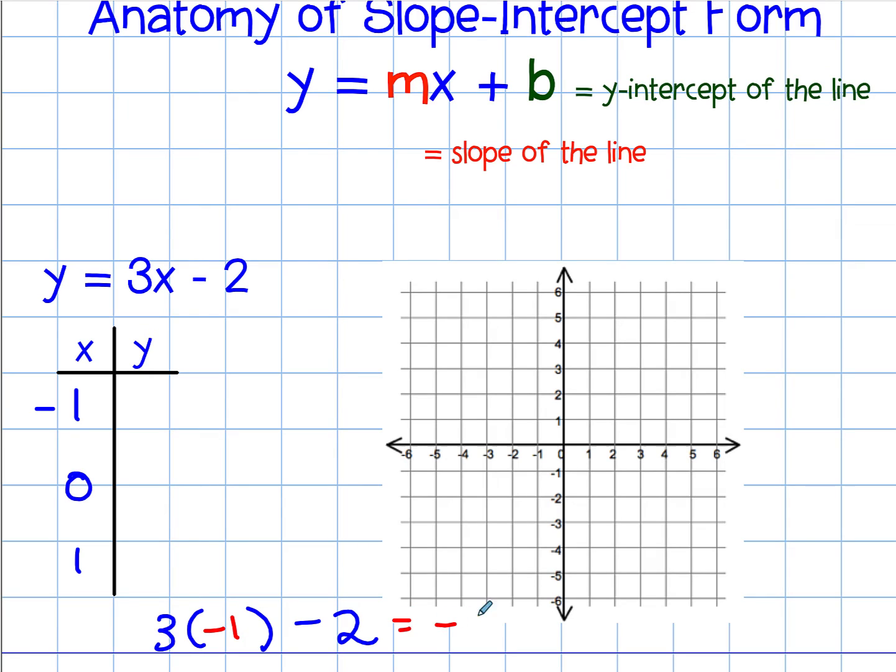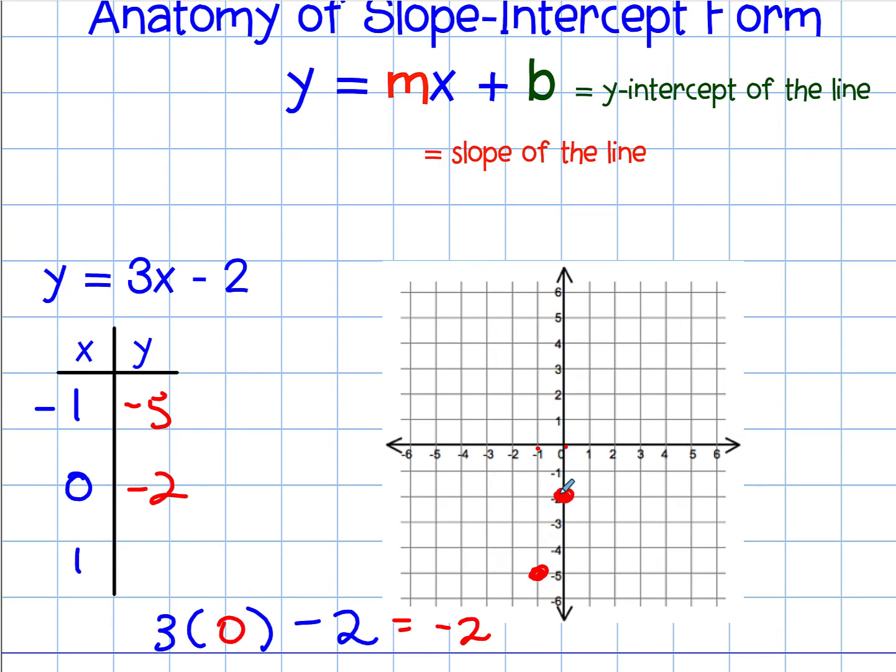-3 take away 2 is -5. Then I would go to my coordinate plane, go to -1, -5, and put my point down. Now I would repeat those steps for 0. 3 times 0 is 0. 0 - 2 would be -2. So I have a point at 0, -2.